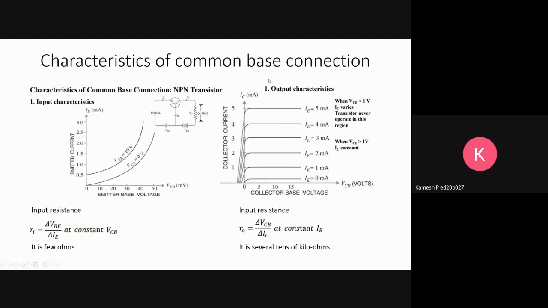So, characteristics of common base connection. In terms of input characteristics, IE versus VEB, you can see that as VCB increases from 0 volt to 10 volt, there is an increase in the ratio of emitter current to the emitter base voltage. You can see Ri is equal to delta VBE by delta IE, which is the inverse of what is given in this graph.